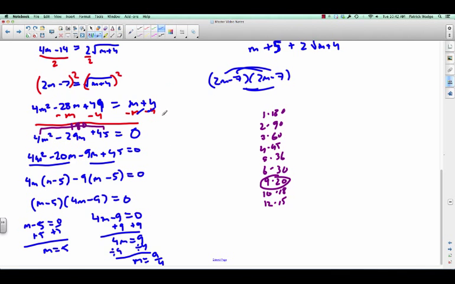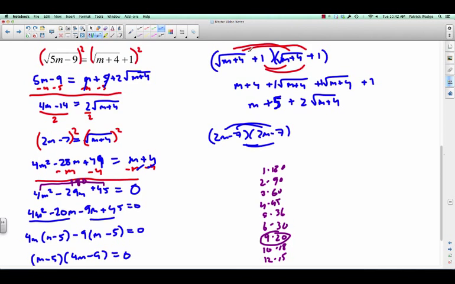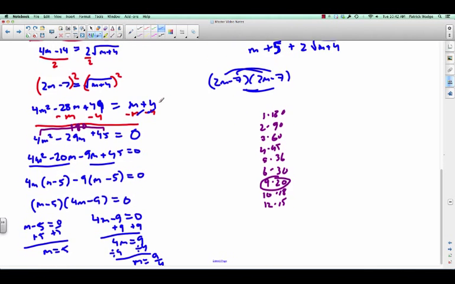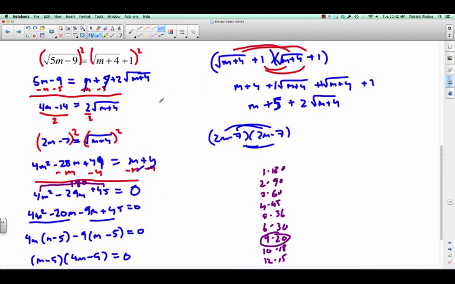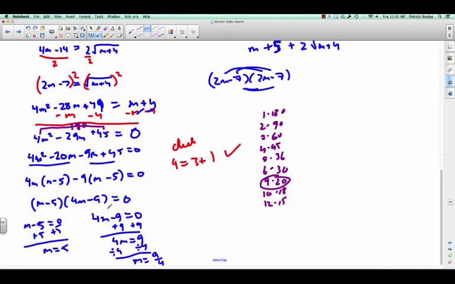But we're not. Now you'd have to check those answers back in here. You'd have to put 5 in both. Well, we could do the 5 very, very quickly. So we'll check the 5. If you put 5 in here, you get 5 times 5 is 25, take away 9 is 16, and the square root of 16 is 4. On the other side, 5 plus 4 is 9, the square root of 9 is 3, and we have the plus 1, it works. So we know for sure that this works.